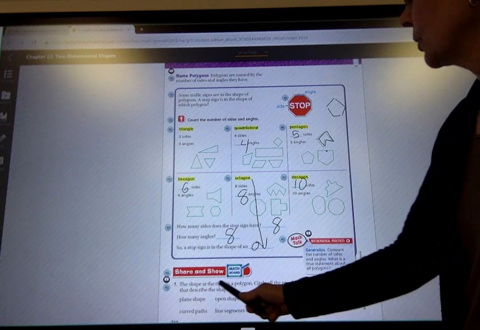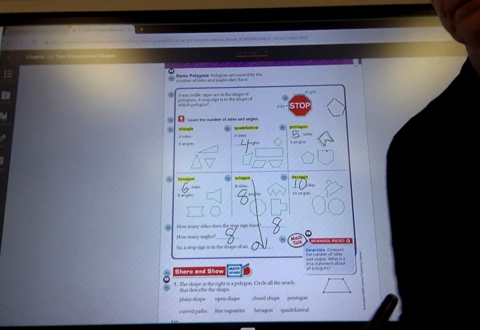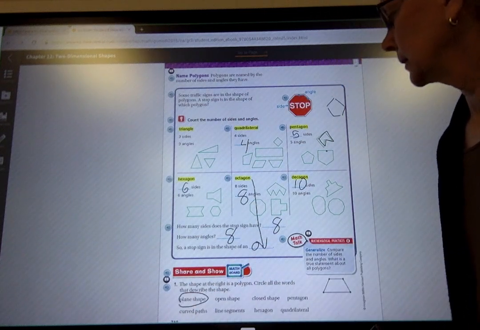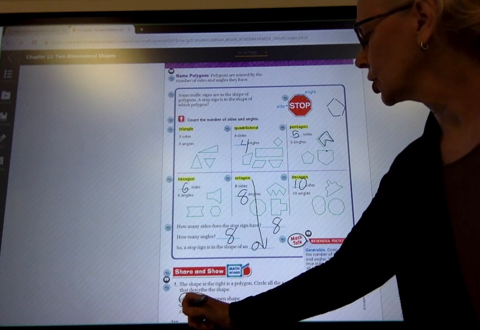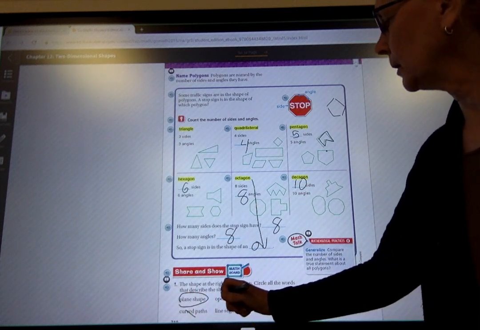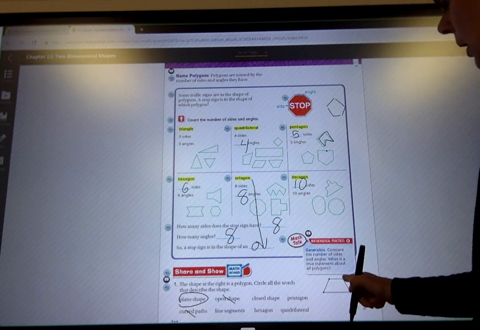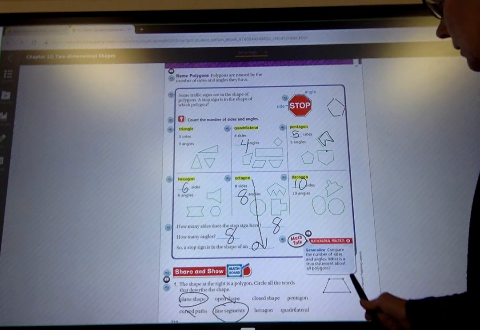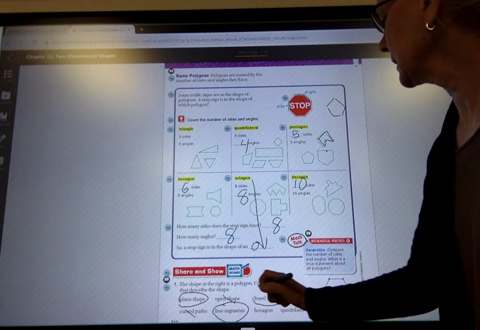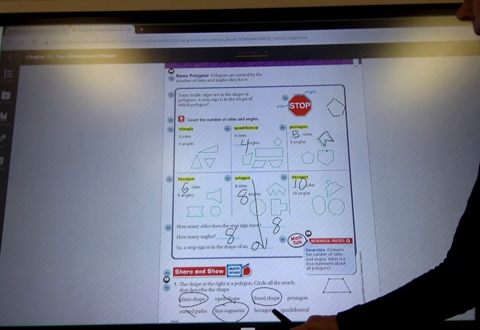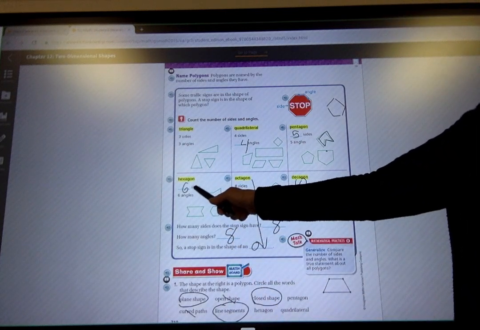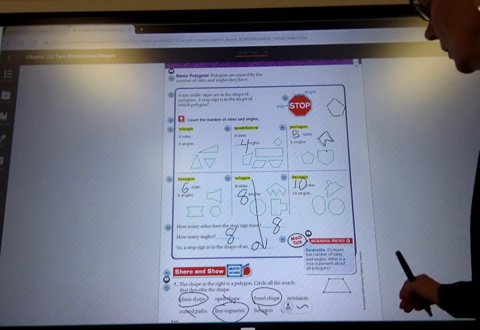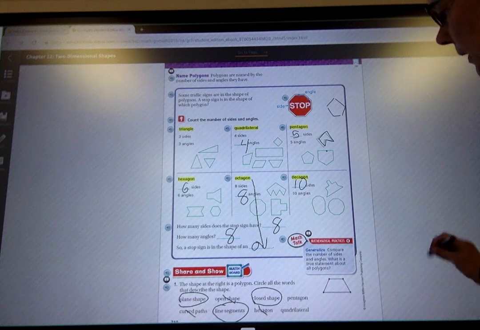So, circle all the words that describe the shape. Is it a plane shape? Yes. Does it have curved paths? No. Open? No. Line segments? Yes. Is it closed? Yes. Is it a hexagon? Hexagons have 6 sides. This has 4. No.